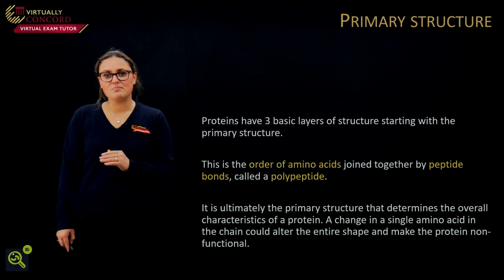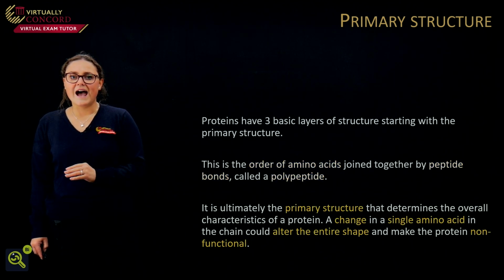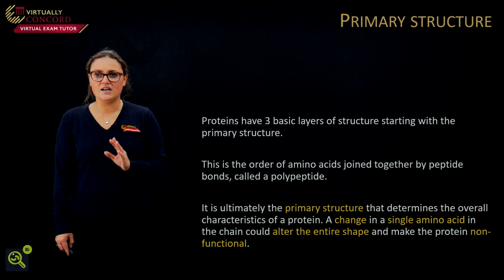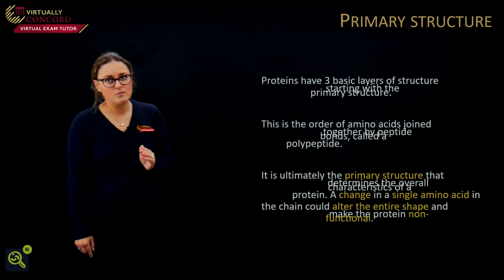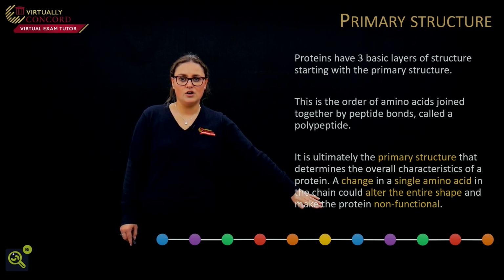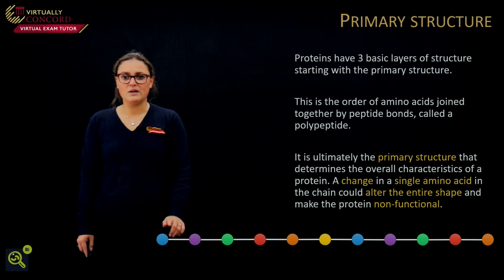Now, it's ultimately this primary structure that determines the overall characteristics of a protein, and a change in one single amino acid could alter the entire shape and therefore the function of the protein. This could lead to it becoming non-functional. It's usually represented by this long chain, with our circles representing different amino acids and the lines between the peptide bonds.